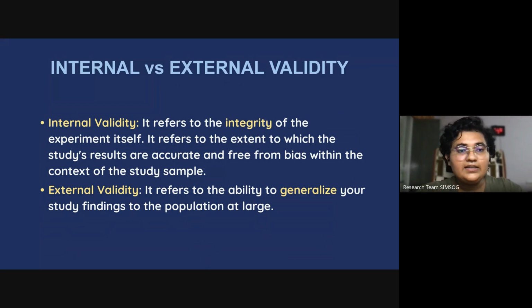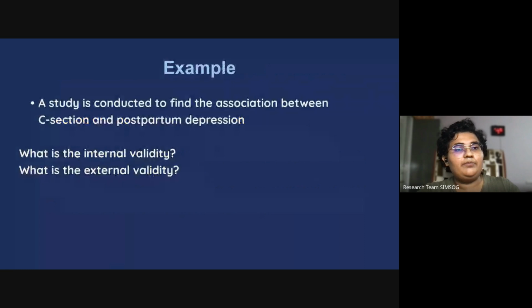Internal validity is the integrity of the experiment. So it refers to the extent to which the study accurately measures, free from bias, what it is supposed to measure. And external validity is the ability of the study to generalize its findings to the population at large. Let us try to understand this with the help of an example.